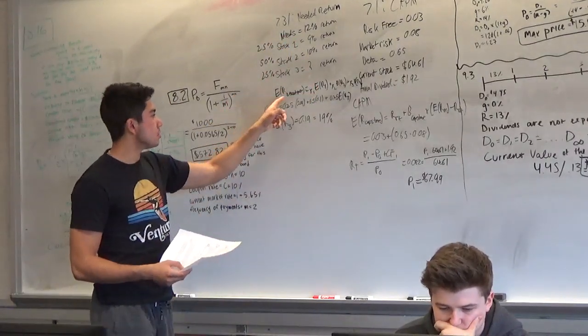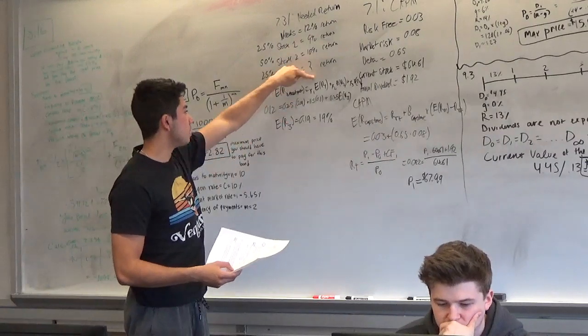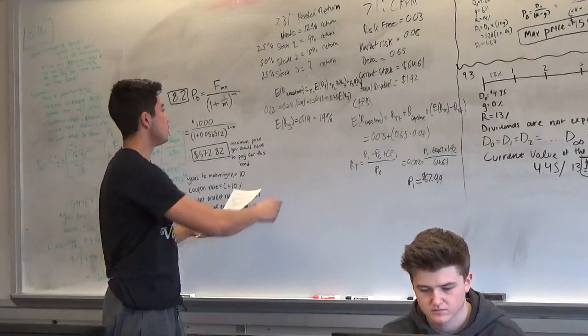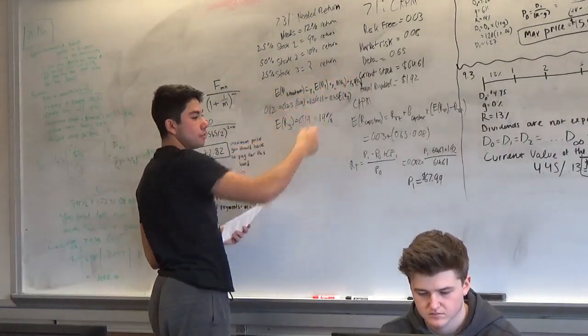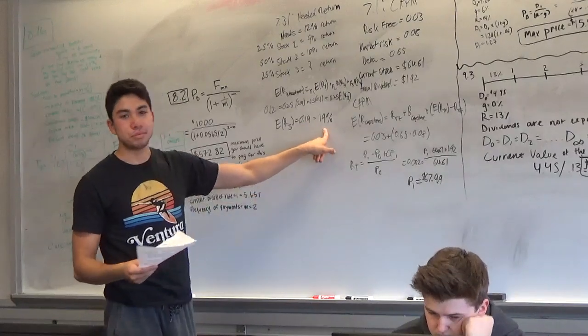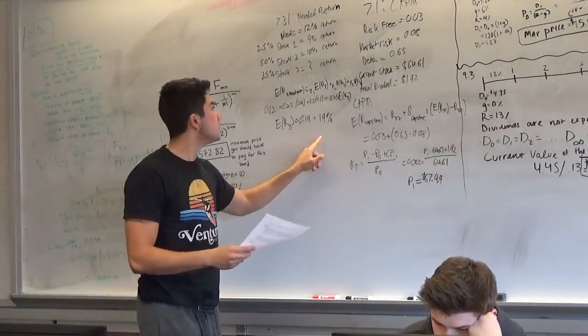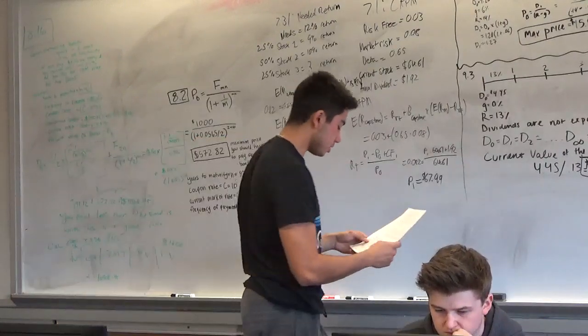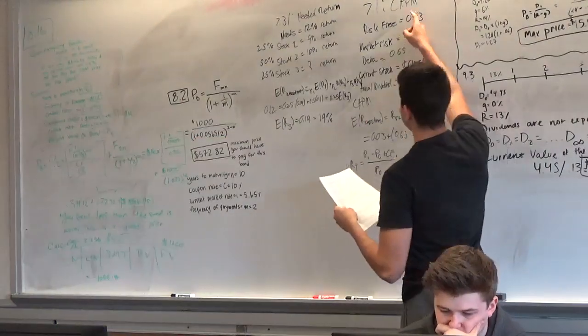So you use this equation, which is basically the percent of her assets that are in each stock times the actual return, summed up. Plug them all in, and then we find out that stock 3 needs a 19% return. And then I also had 7.1, which is the CAPM.